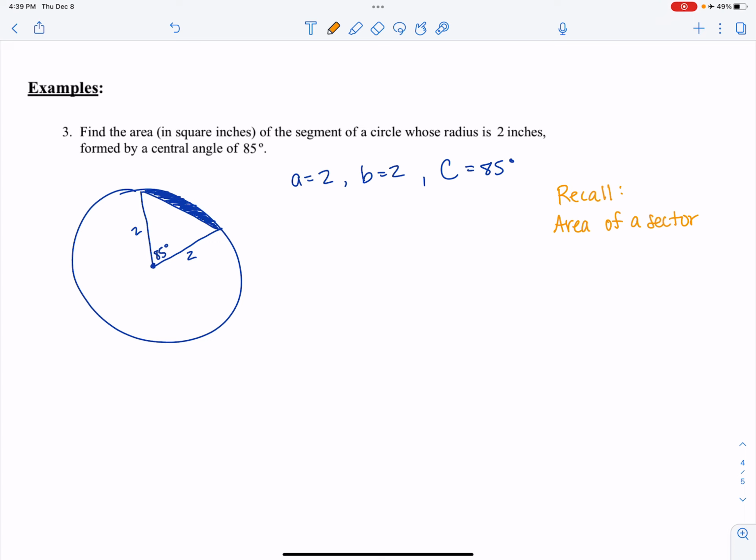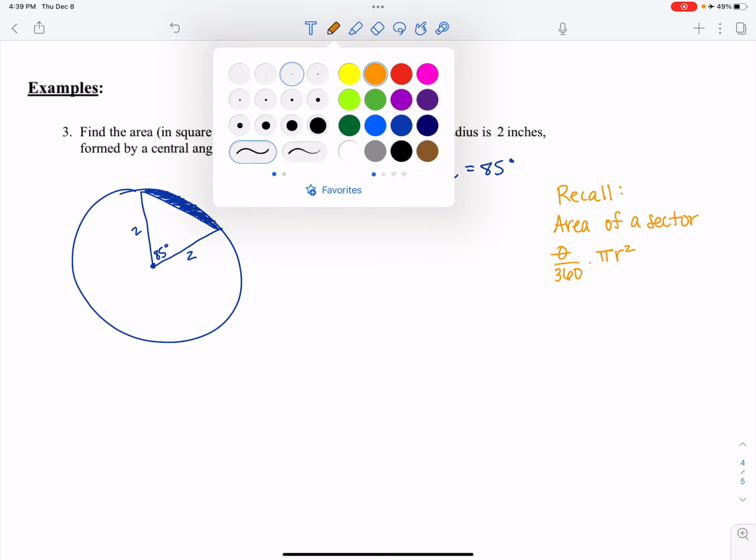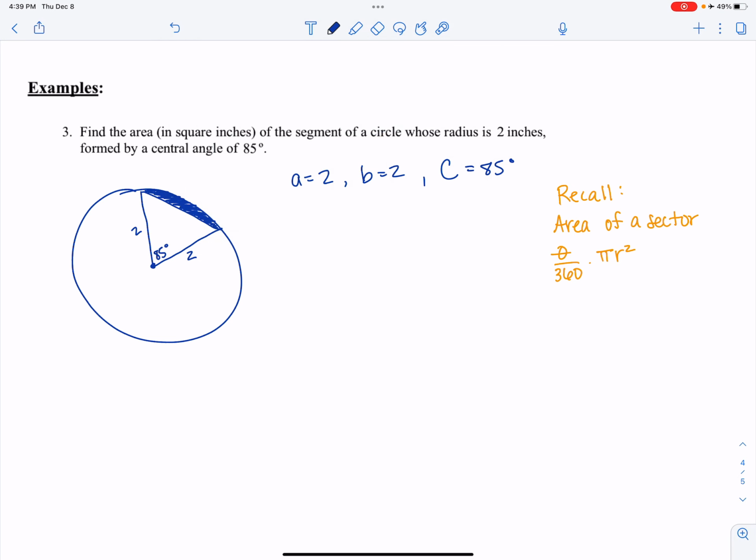To find the area of a sector, since we're working in degrees, we have theta over 360 times pi r squared. So let's find the area of this whole sector carved out by the 85 degrees. And then in order to find just the segment that we're looking for, we can subtract off the area of our triangle.